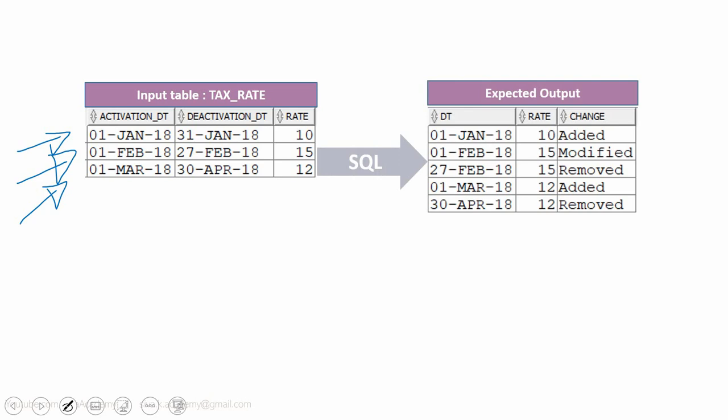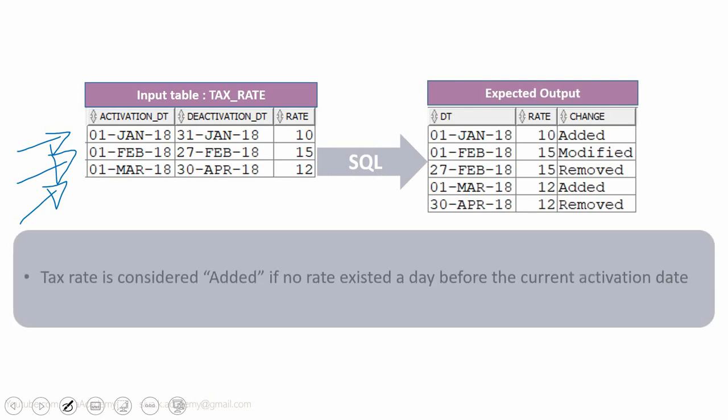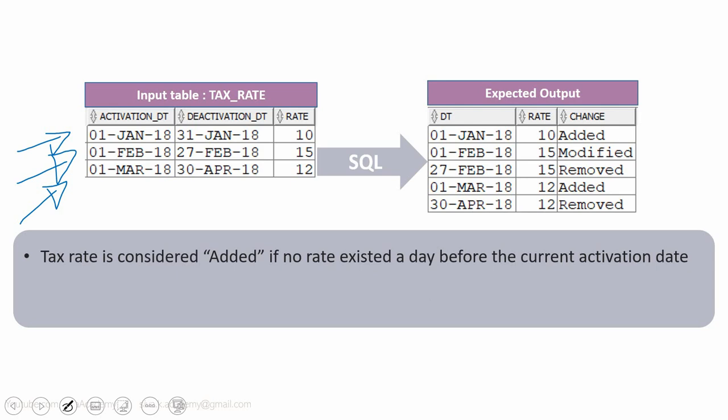report something like this. So on what particular date it is added. Added means we don't have a rate before that particular date. For example, in this case, before 1st January, there is no rate. So it is considered as added. Similarly, before 1st March, we don't have a rate because we don't have a value for 28th Feb. So that is also considered as added.